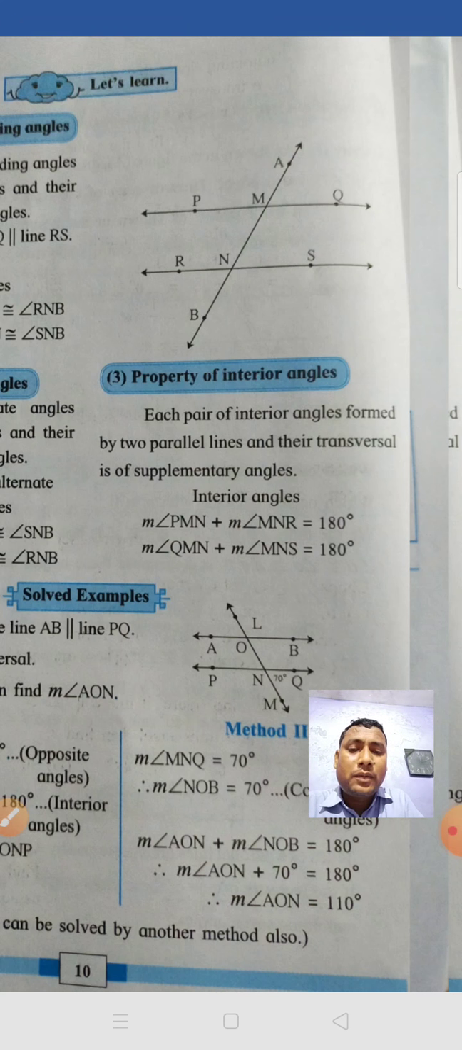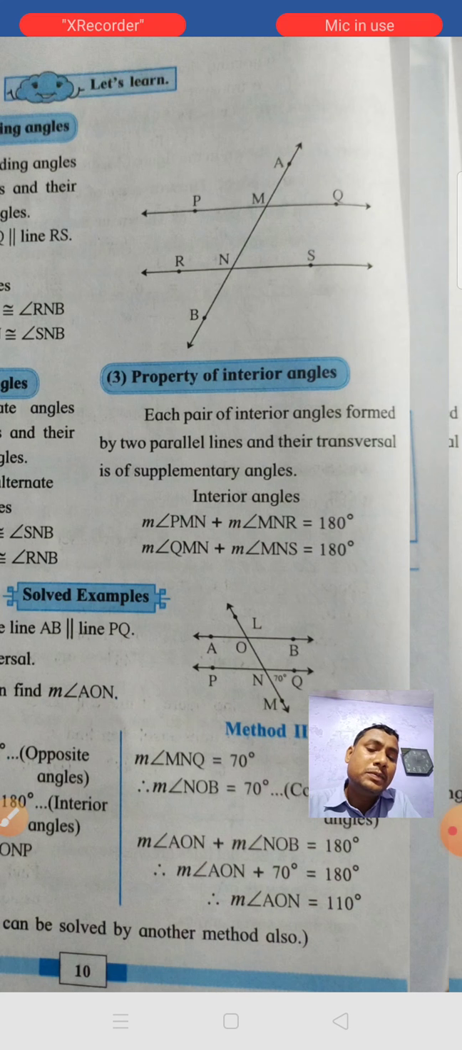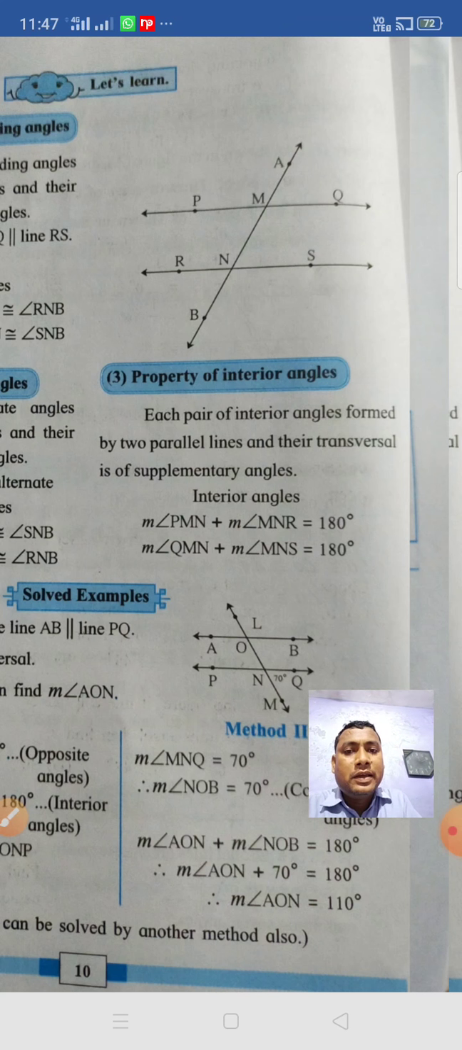So according to the property, we can say that each pair of interior angles formed by two parallel lines and their transversal is supplementary. It means that interior angles are supplementary. Angle PMN plus angle MNR, their sum is 180 degrees. Angle QMN plus angle MNS, their sum is also 180 degrees. It means that they are supplementary. By this property we can say that interior angles are supplementary.